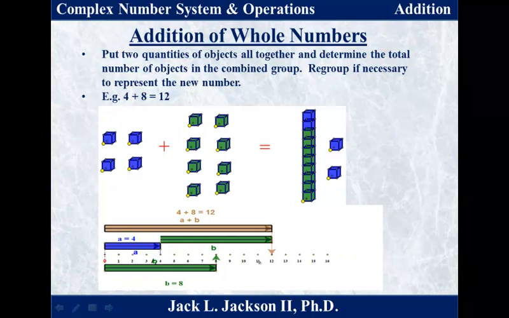Another way you can think of this is with a counting on method. So we start with 0 and count up 1, 2, 3, 4, and then start with that 4 there, and then count on with that: 5, 6, 7, 8, 9, 10, 11, 12, which is essentially the same as what we're seeing here.